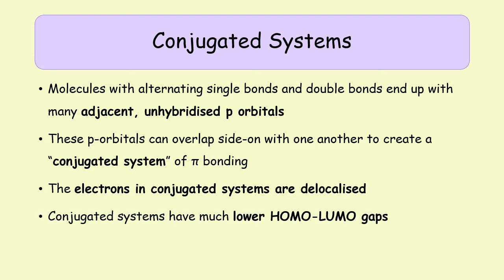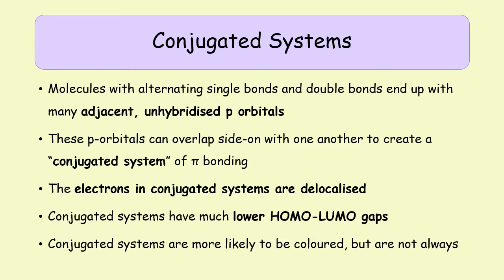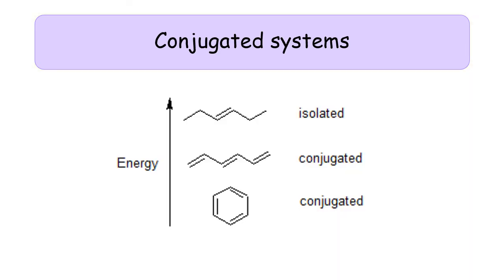So conjugation lowers the HOMO-LUMO gap. Conjugation is alternating single double bonds over and over again. And they're more likely to be coloured, but they're not necessarily going to be coloured. So if you see a compound like that, you can talk about its likelihood of having colour, or if you're told that a compound is coloured, you could explain it in terms of conjugation, but don't assume that because there are some conjugated bonds that it's going to be colourless or coloured.